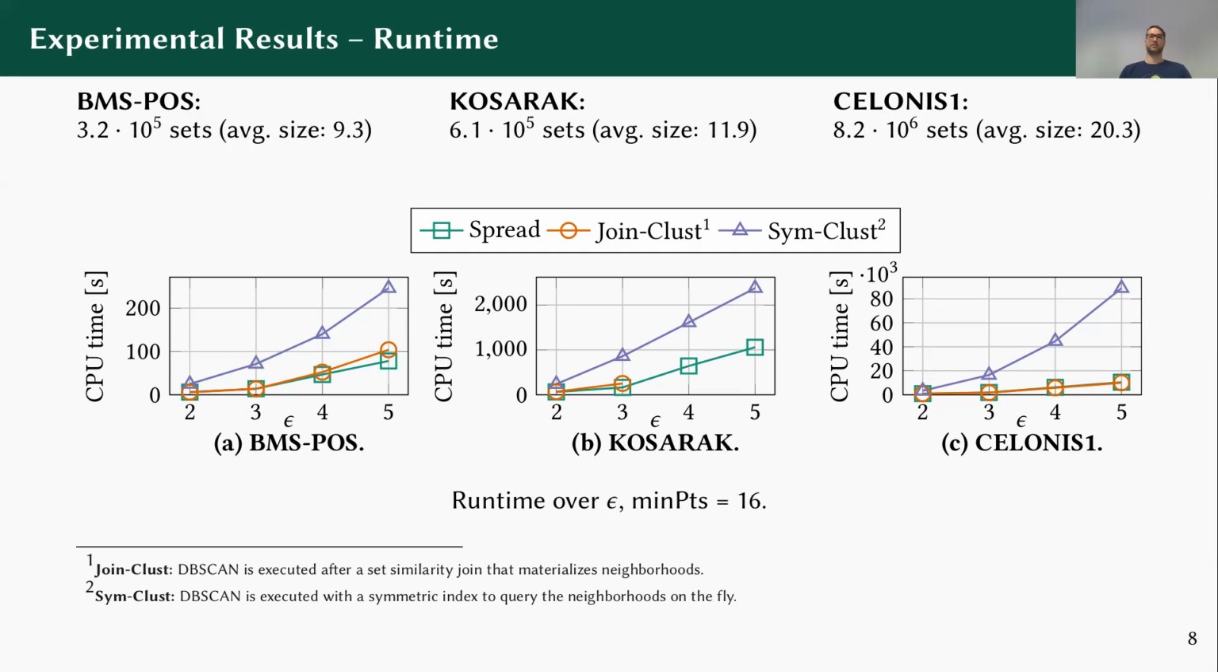Min points is fixed to 16, and none of the solutions was sensitive to this parameter regarding runtime. The plots show the runtimes on the y-axis over the epsilon values on the x-axis. We observed that SimClust is clearly outperformed by JoinClust, which was to be expected due to the asymmetric index. Interestingly, Spread is as fast as JoinClust in almost all instances, despite the overhead to deduce a correct clustering.